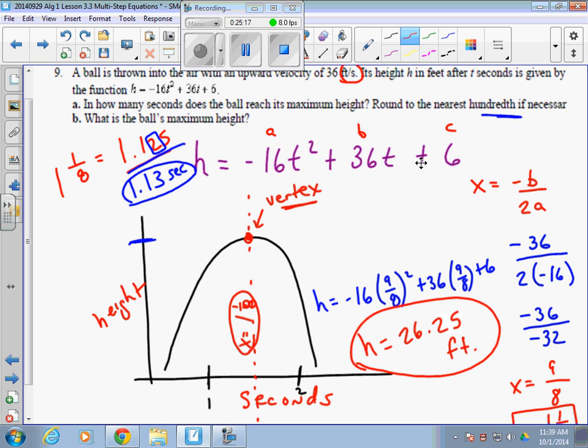So the two answers you need are how long does it take to get to its maximum, 1.13, since it tells you to round to the nearest hundredth, and how high does it get, 26.25.